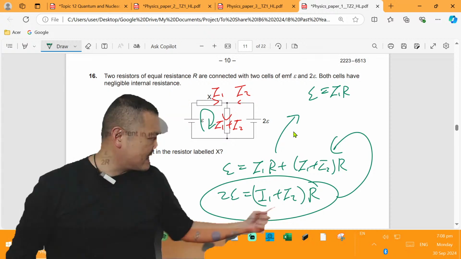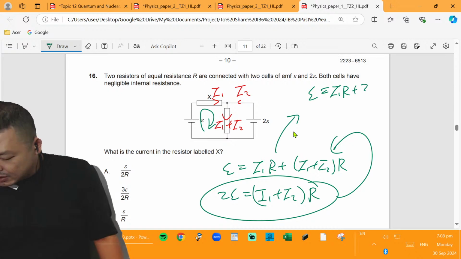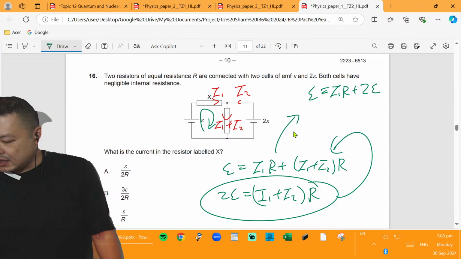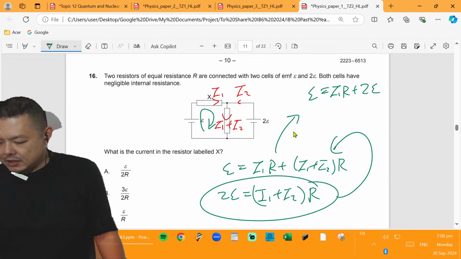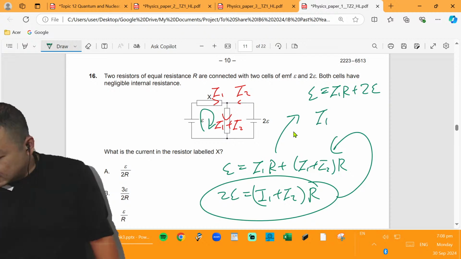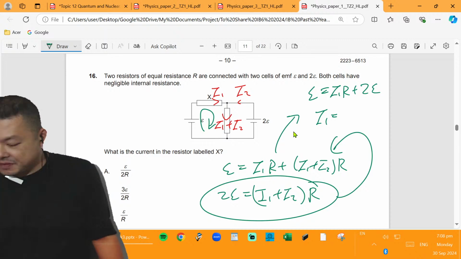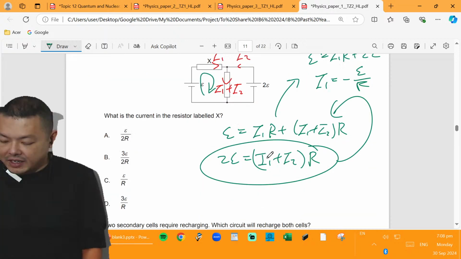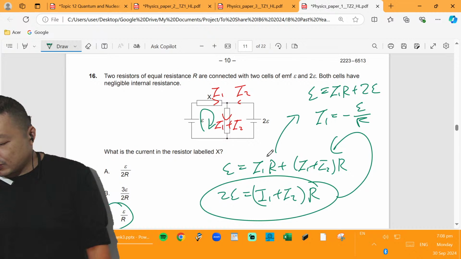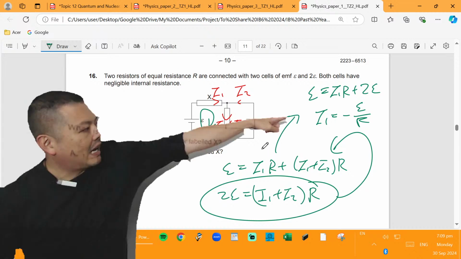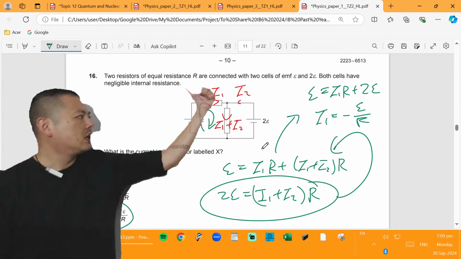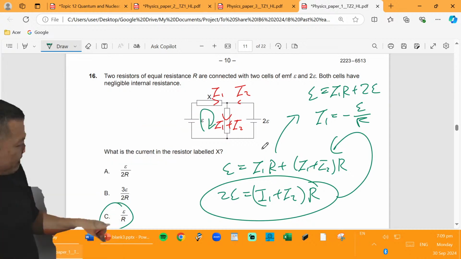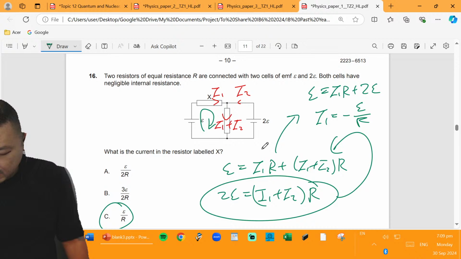Link here, can. So E is equals to I1R plus 2E, right? So basically I1 is what? I1 is negative E over R. Yeah, negative, but the negative sign don't care, right? It just means that I chose the wrong current direction at first. That means I got a negative value, so in reality, it's actually pointing this way. Okay, lah, but anyway, I got the magnitude already, it doesn't matter. So C is my answer. Can? Okay, good. 16 done.